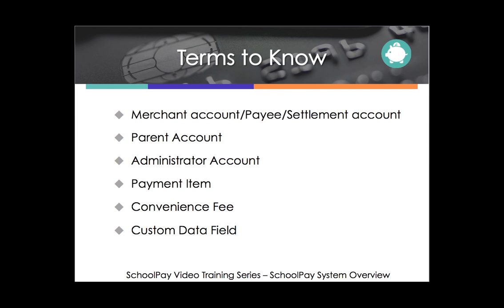Let's talk about some of the different terms that will be helpful for you to know as you go through training. First off, merchant account, payee, and settlement account. These are three different ways to refer to essentially the same thing: the bank account into which the funds will ultimately be deposited. The SchoolPay system will always automatically deposit funds into the designated bank account within 2 banking days of the payment being made.